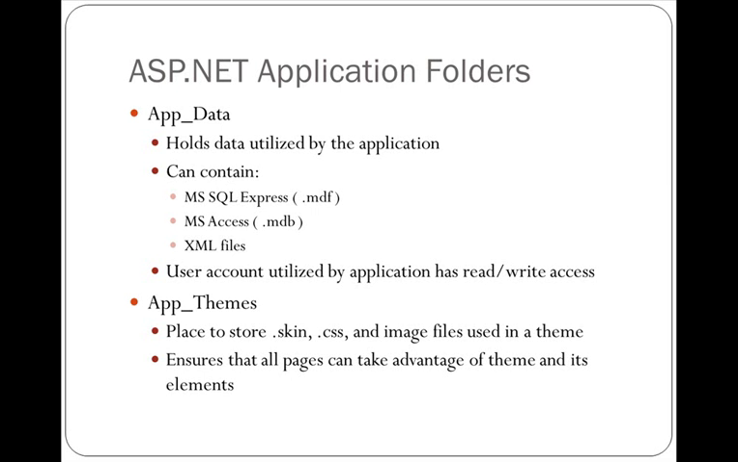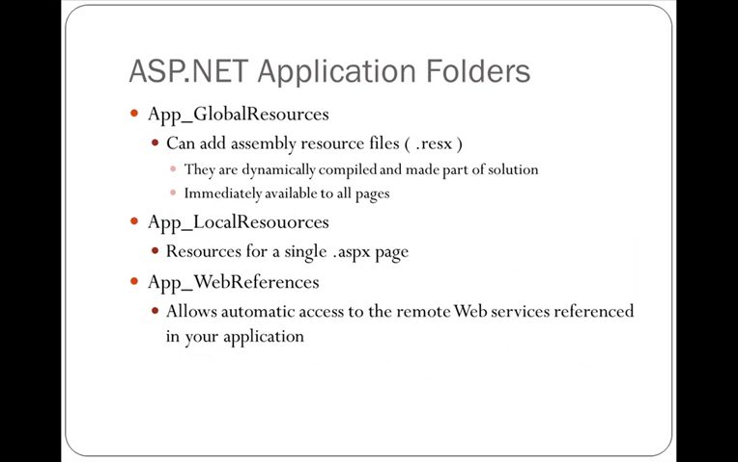App_Themes, which you should be familiar with. This is a place to store any of the skin files, any cascading style sheet files, and image files that are used in a theme. It just ensures that all the pages are able to take advantage of the theme and its elements. The App_GlobalResources folder, you can add assembly resource files to it. Again, they are dynamically compiled and made part of the solution and immediately available to all the pages. If you don't want to make something global and you have something for a specific page, you could use the App_LocalResources folder, and these would be resources for a single ASPX page.